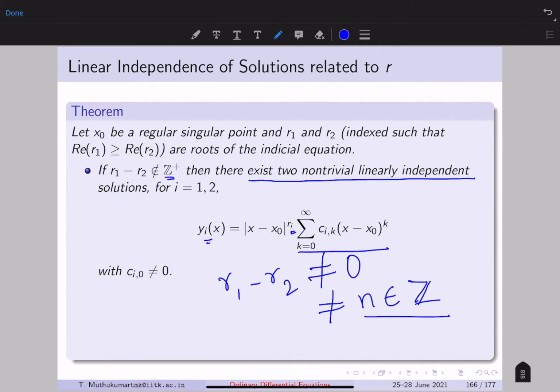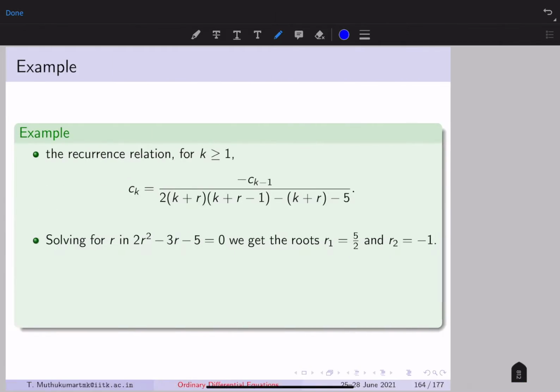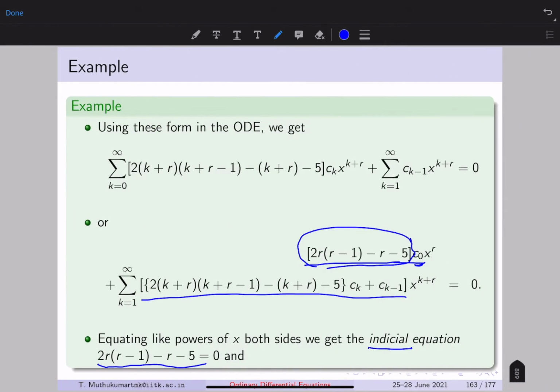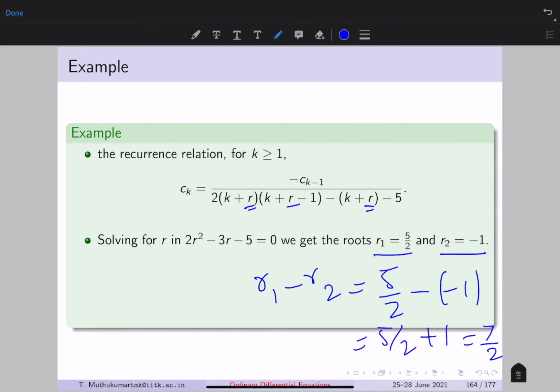In the previous example we had r1 and r2, and corresponding to r1 and r2 we got linearly independent solutions. The reason it happened is because if you check here, where we solved for r1 and r2, r1 minus r2 is 5 by 2 minus (minus 1), so 5 by 2 plus 1, which is 7 by 2, that is 3.5. 2.5 plus 1 is 3.5, and that's not equal to 0, and that's not equal to an integer.